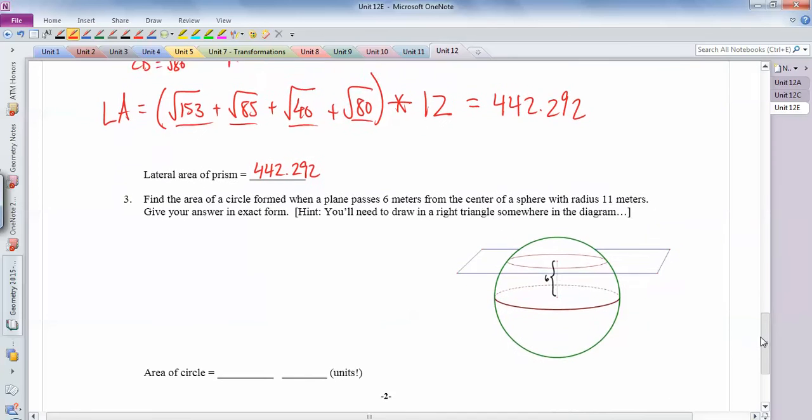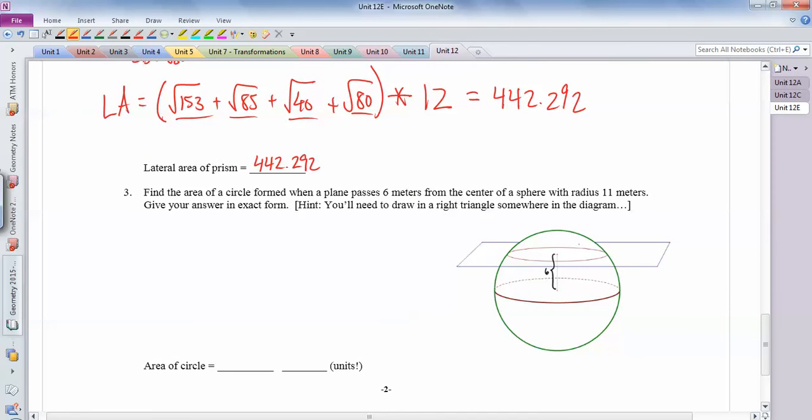So the last problem, you've got a sphere and a plane that's cutting through the sphere. So imagine you have an onion and you chop off part of the onion. When you look at the shape that you get when you chop it, you get a circle, right? So anywhere that I slice a sphere, I get a circle as a result. And in this one, it says the circle is 6 meters away from the center of the sphere. So we know that the radius of the sphere is 11. And the goal is to come up with the area of that circle.